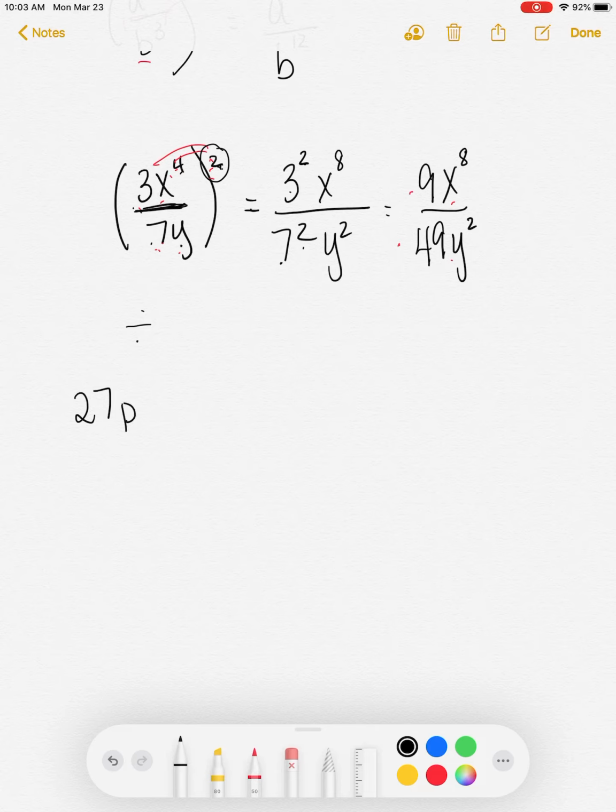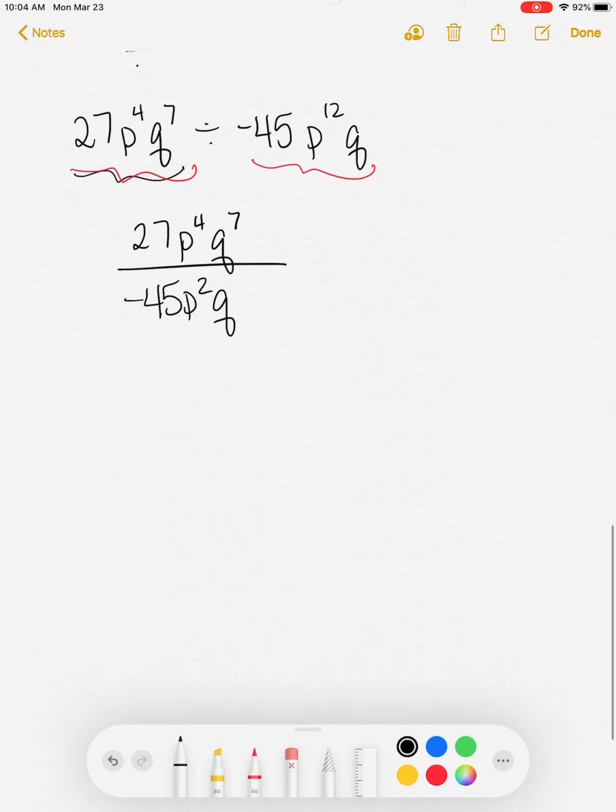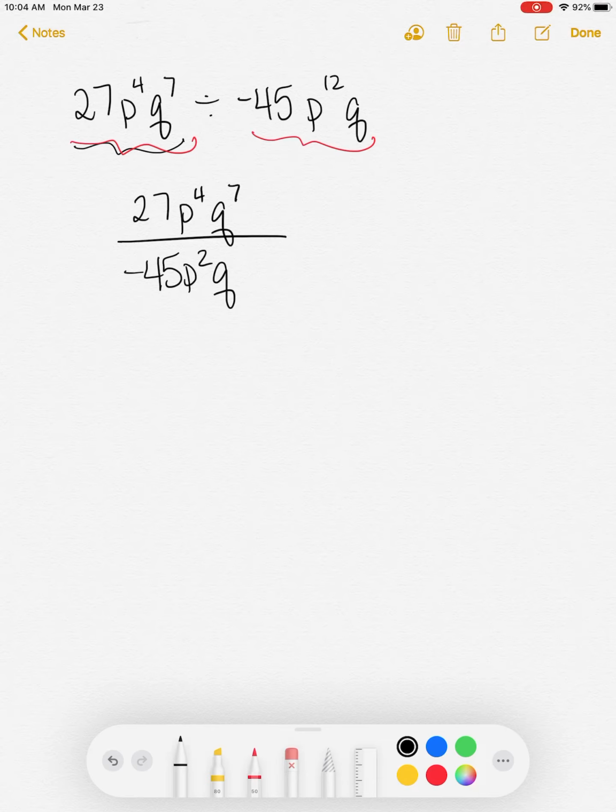Let's say we have 27p to the 4th q to the 7th, divided by negative 45 p squared q. We're dividing a monomial, because there's no pluses and minuses, by another monomial. So you can rewrite this as a fraction, 27p to the 4th q to the 7th over negative 45 p squared q. It's the same problem, just rewritten as a fraction, and now I can apply those rules.